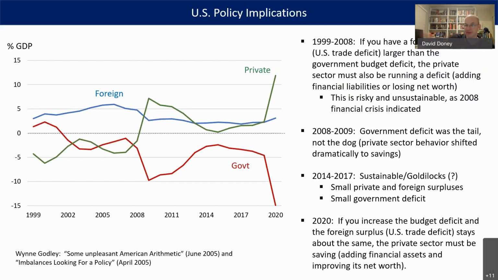And so what I've written over here is a summary of what was going on in those different time periods. We've talked about it already, but I'll repeat it a little bit. In the pre-crisis, this first paragraph over here, if you're running a foreign surplus, that's the blue line, larger than the government budget deficit, which in this case was actually a surplus, the private sector must also be running a deficit, that's the green line, adding financial liabilities or losing net worth. And according to Wynne Godley, that's a risky and unsustainable thing.